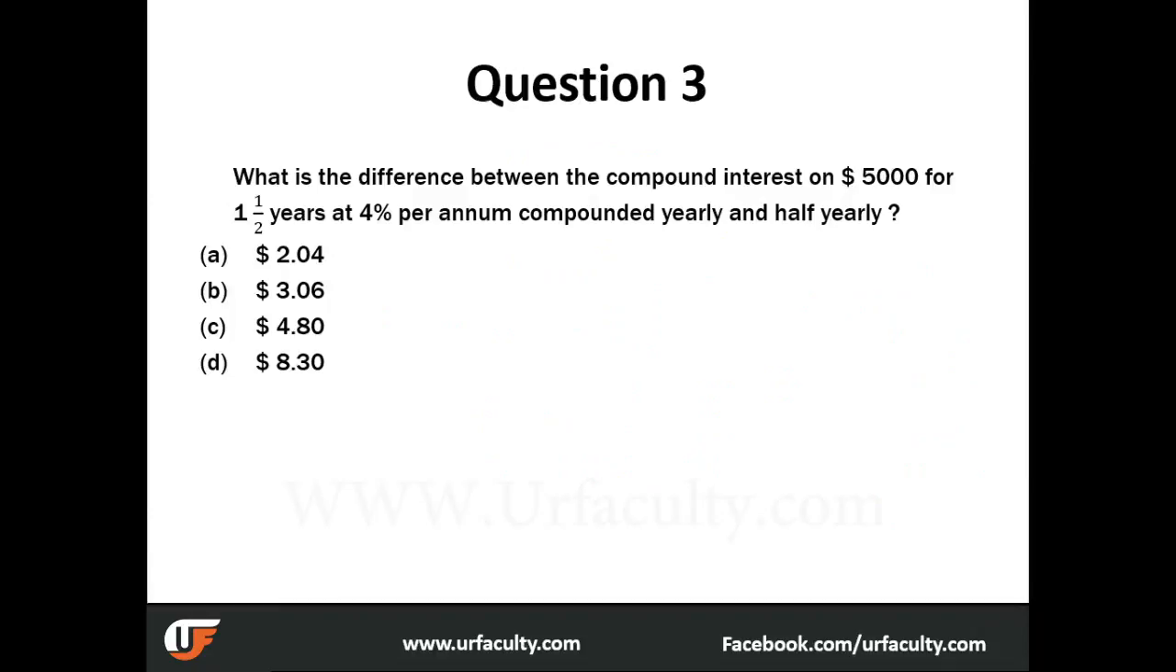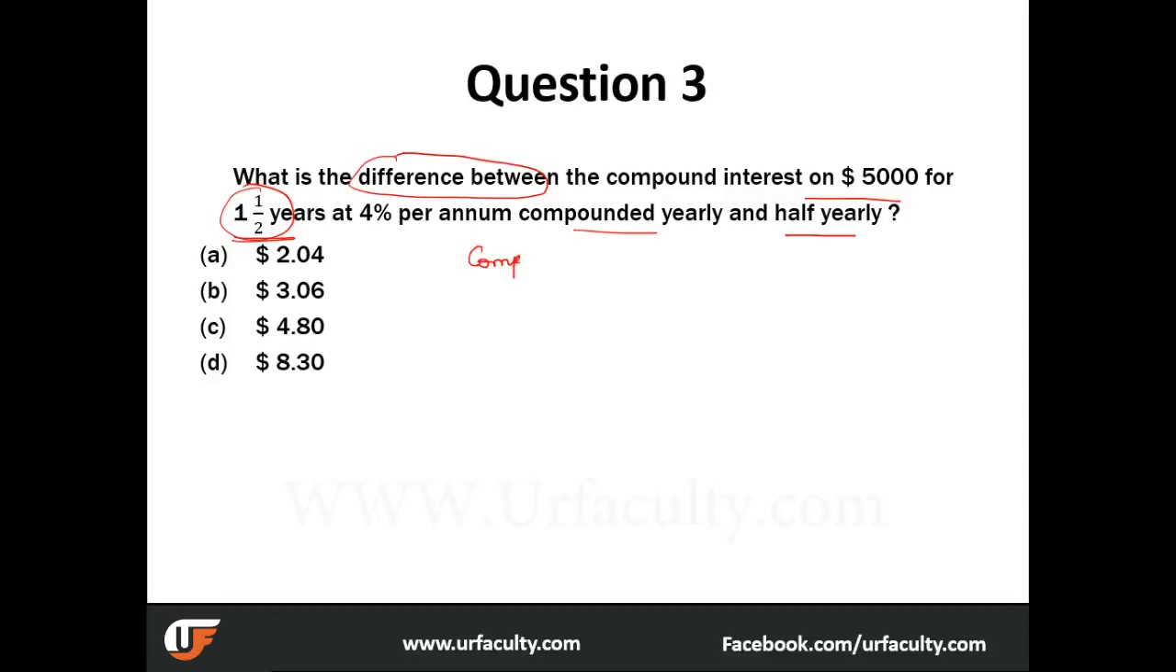What is the difference between the compound interest on 5,000 for 1.5 years at 4% per annum, compounded yearly and half yearly? The key is they are asking for the difference between the compound interest on 5,000, and since it's just 1.5 years, to ensure that you don't waste your time on calculation and to ensure that you are perfect on your answer, what we'll do is we'll do in a very systematic way, and we'll apply simple interest concept on this. So let me explain to you on how it is done.